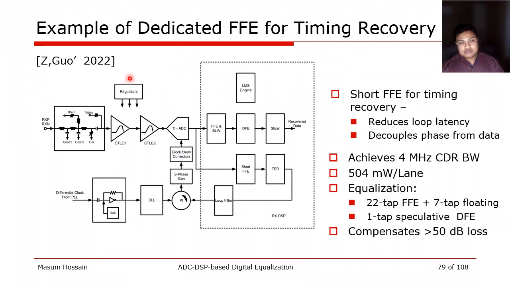Such an approach was presented last year at ISSCC, where it clearly shows that the timing recovery path, the bottom one, and the data recovery path, the top one, are isolated. Decoupling them allowed them to reduce a couple of cycles, so they achieved 4 MHz. But decoupling had another advantage: the data recovery path can use a 22-tap FFE, 7-tap floating FFE and 1-tap DFE, which allowed them to compensate much higher loss.